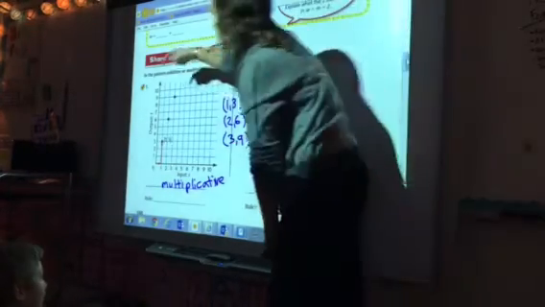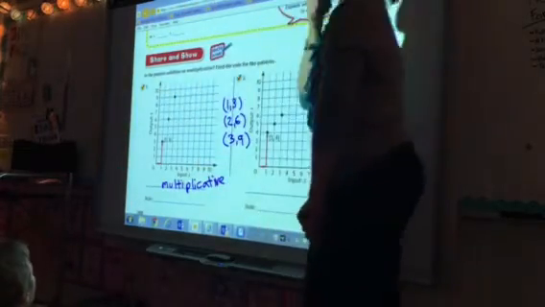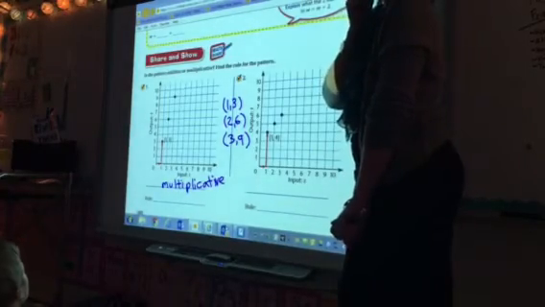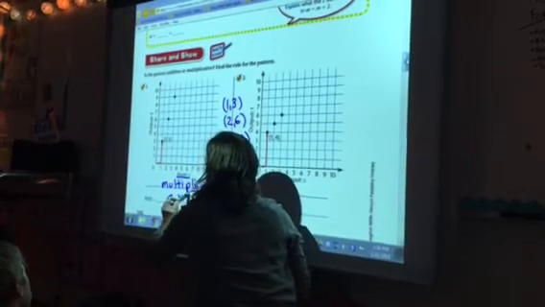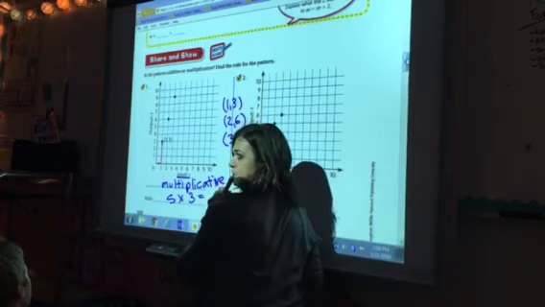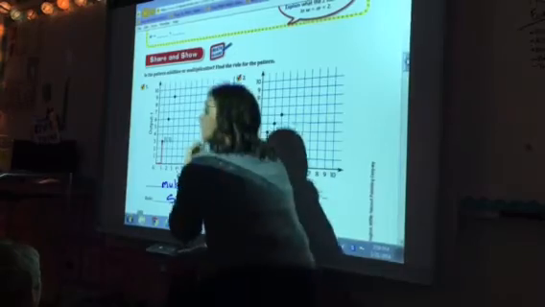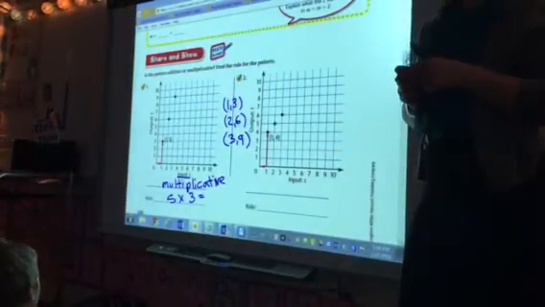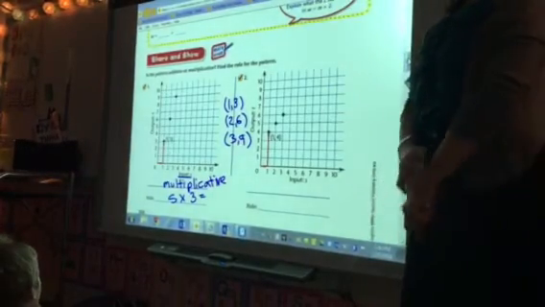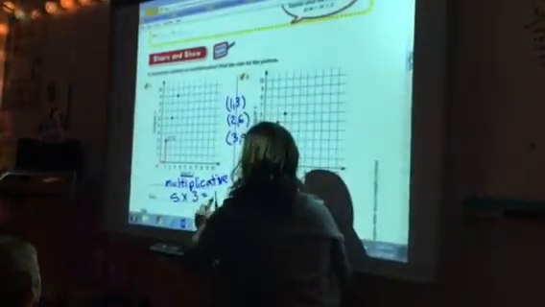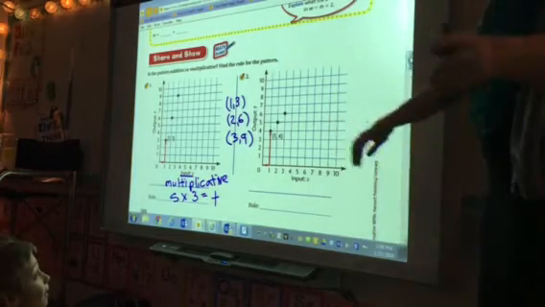Do you remember which one I said? Is it T times 3 equals S, or is it S times 3 equals T? S times 3. It's always going to be your input. S times 3 equals T. Not 9.